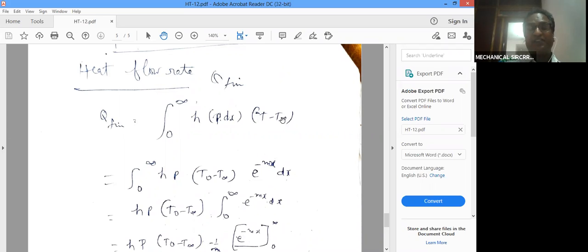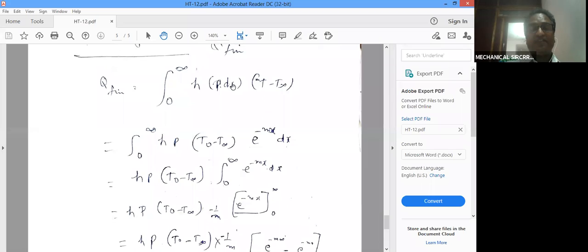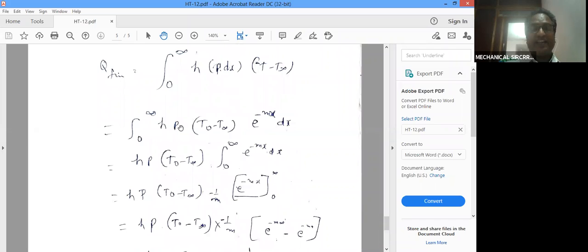So how do we calculate heat flow rate through the long fin? Integral 0 to infinity of h into p into dx into T minus T free stream, for a given value of h and a given perimeter p. But what is T minus T free stream? From this relation, T minus T free stream is equal to T naught minus T free stream.